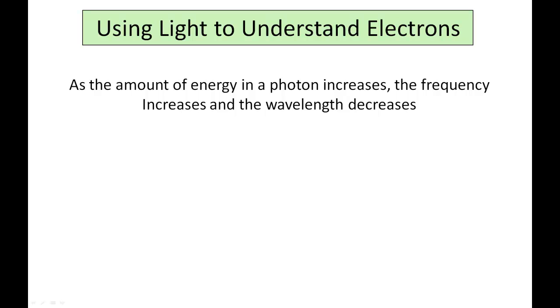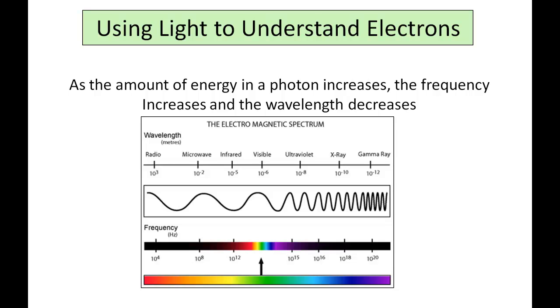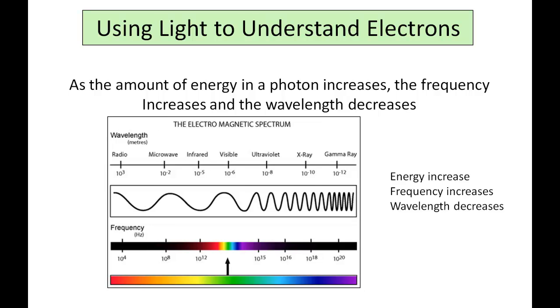Something you need to know is that as the amount of energy in a photon increases, the frequency increases and the wavelength decreases. Here we see that the radio wave has a long wavelength, meaning it has a low frequency and also a low energy. Gamma rays, on the other hand, have a very short wavelength, meaning they have a very high frequency and very high energy. So remember this, that as energy increases, its frequency will also increase and its wavelength will decrease. Hence the reason why red light, having a longer wavelength, has a lower frequency and a lower energy than purple light.